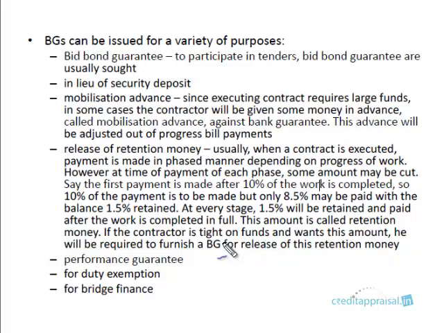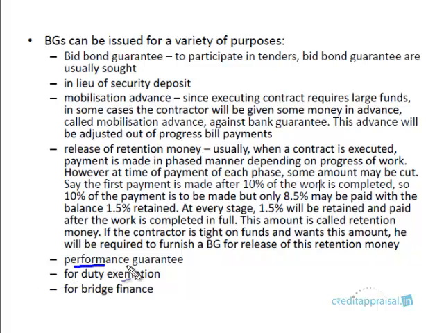Sometimes the contractor will say, I want that money because I'm running tight on funds. I don't have sufficient funds. So then the party will say, okay, you furnish a bank guarantee, and against that we will release the retention money. So that is also a purpose for which a BG can be issued.